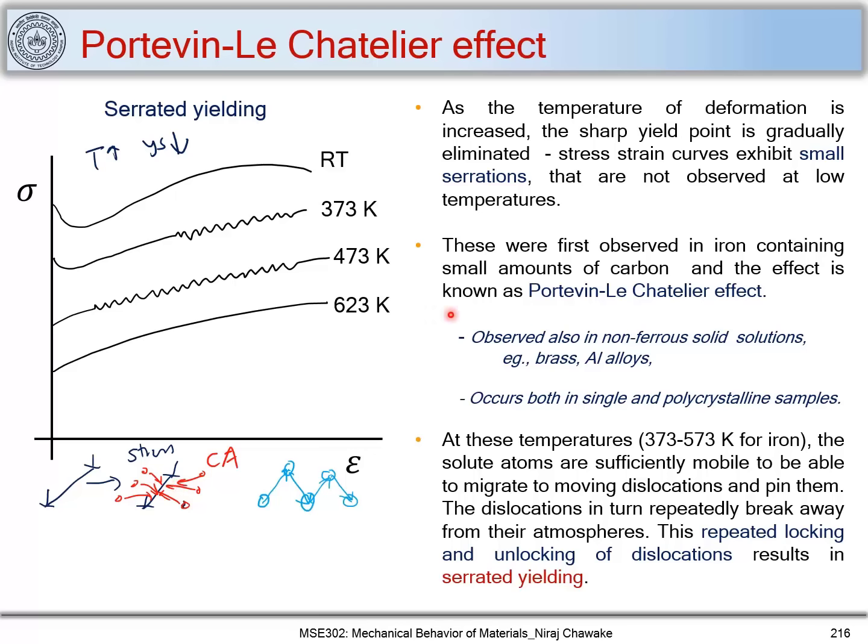However, this phenomenon is observed both in non-ferrous and ferrous materials. So you can observe this phenomenon in brass or aluminium alloys also, and it can be observed both in single crystal and polycrystalline materials. So this is the Portevin-Le Chatelier effect, which is continuous locking of dislocations at certain temperatures by interstitial solute atoms.